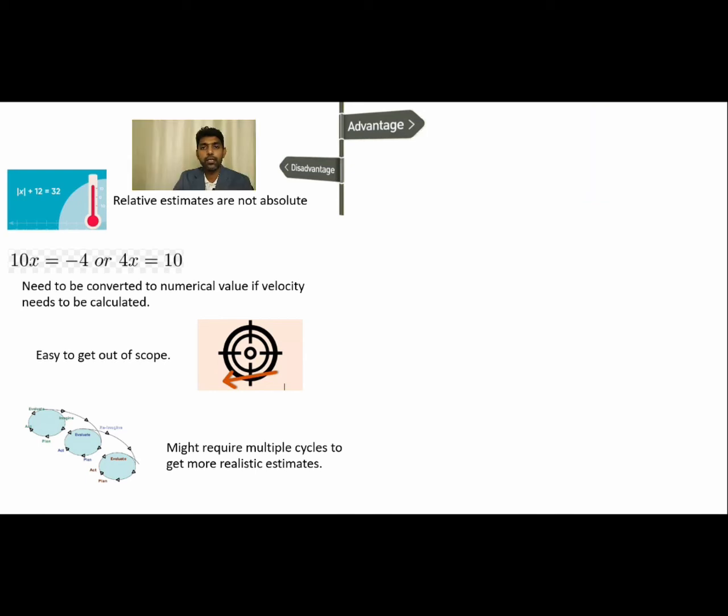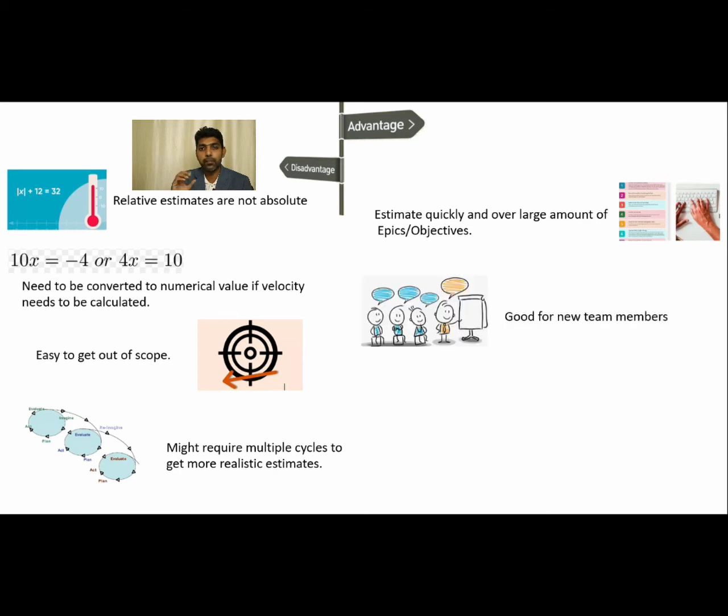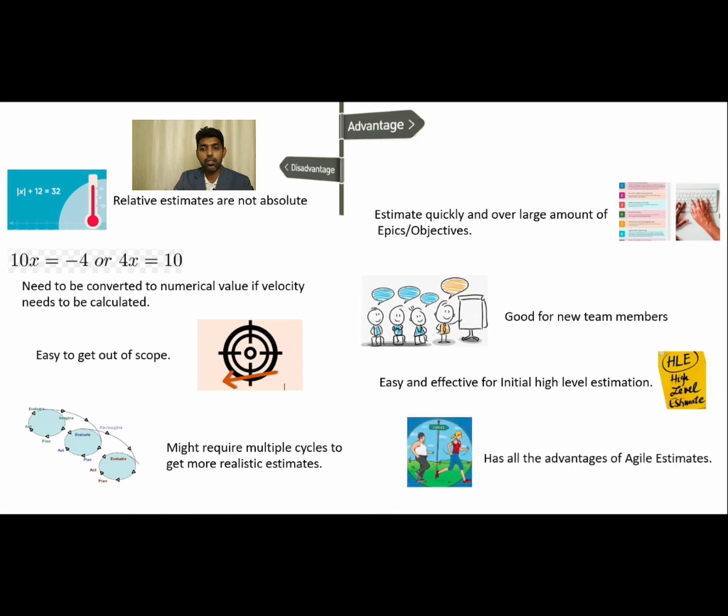So let's look at some of the advantages. The estimation in most of the projects is generally faster, and we can cover a range of product backlog items. It's typically good for new team members to get to know the estimation. It is effective for initial high-level estimation. And finally, it has all the advantages of agile estimation. I have made a separate video on agile estimation where you can get more details about the advantages of agile estimation. I'm going to link the video to this.